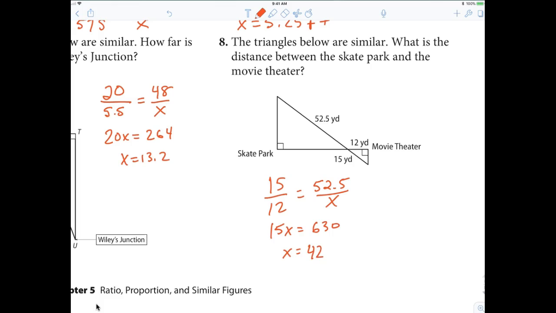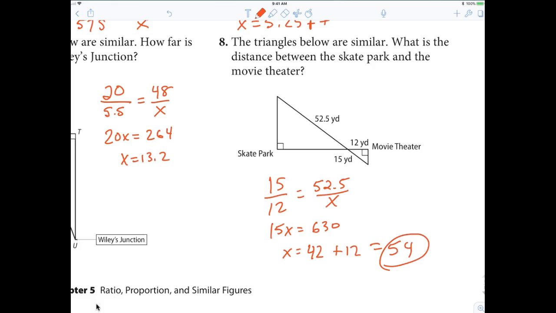Wow, I'm proud of you, buddy. But it wants the distance between the skate park and the movie theater, which means you also have to add that 12. Miles, you should make 100 on your test, buddy. Very nice. Most people did not put 54. Most people put 42 because they didn't read the question.